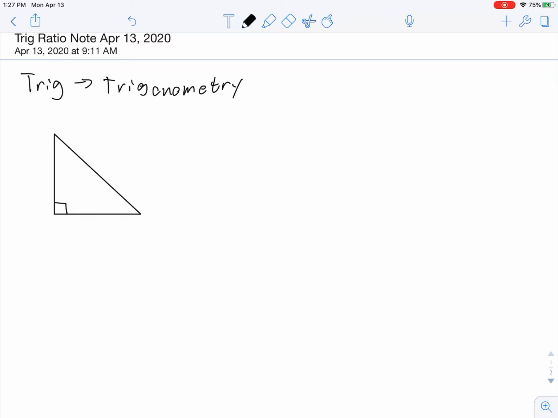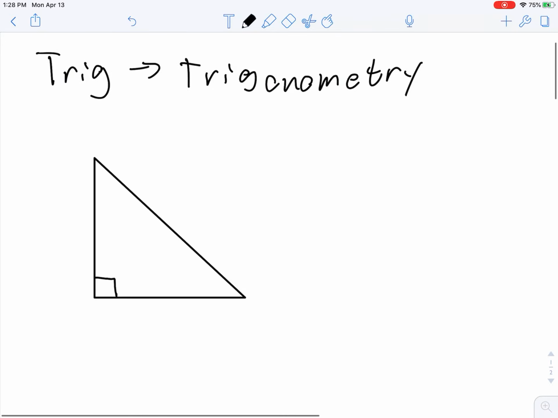We're not going to be doing any math today. All we're going to do is learn how to label and set up equations. We're not going to do anything else. All right, so let's zoom in and focus on this triangle here.